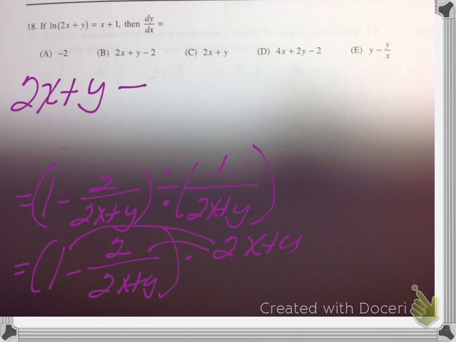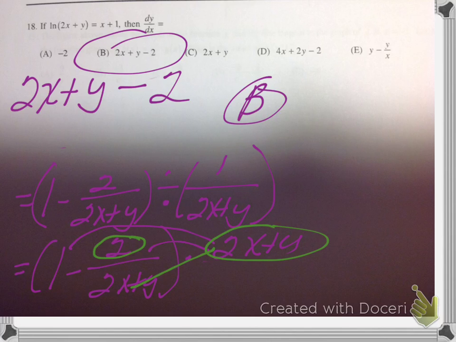a 2. Let me get a different color to show you. Okay, so now we're going to do 2 times 2x plus y. Actually, we don't have to do that because you can see that these two would cancel, so that's just going to leave you with the 2. Okay, so all I did was distribute, and this is what you get, and that was choice B. And I'm sorry, I keep forgetting to say the answer at the beginning.